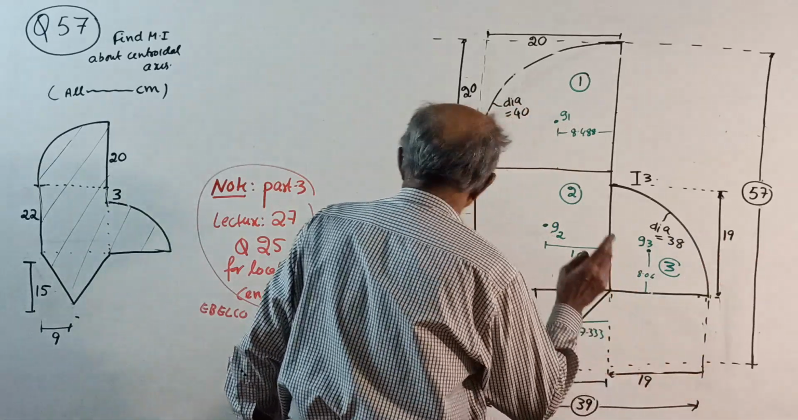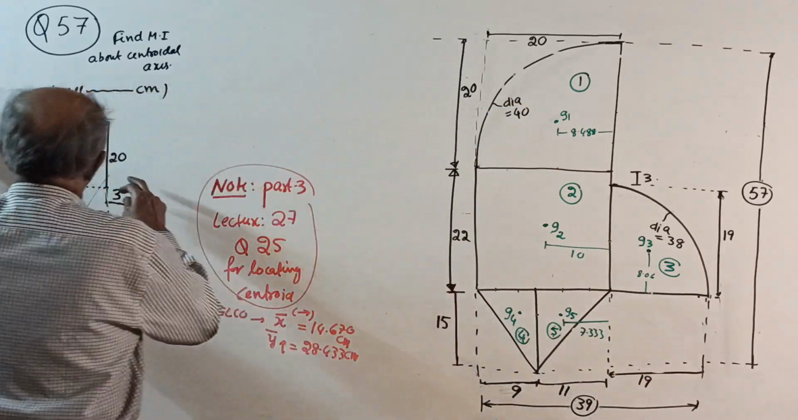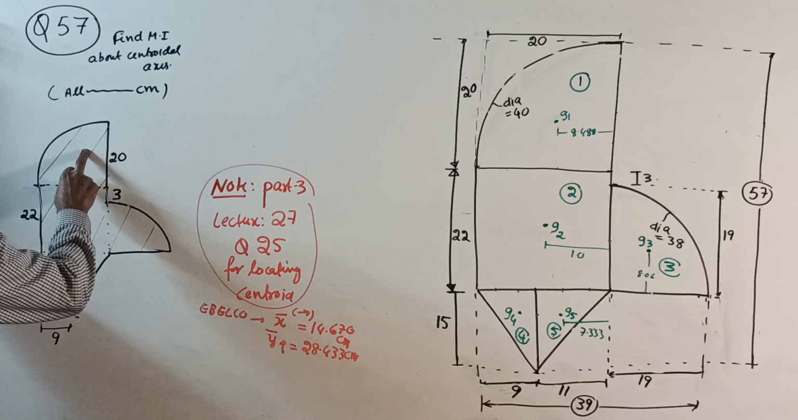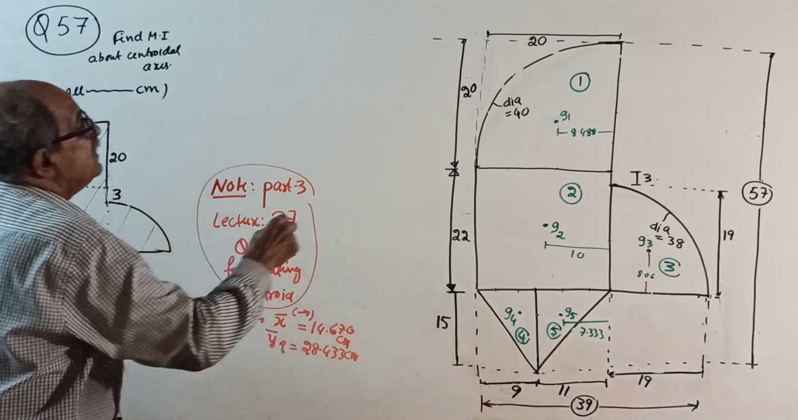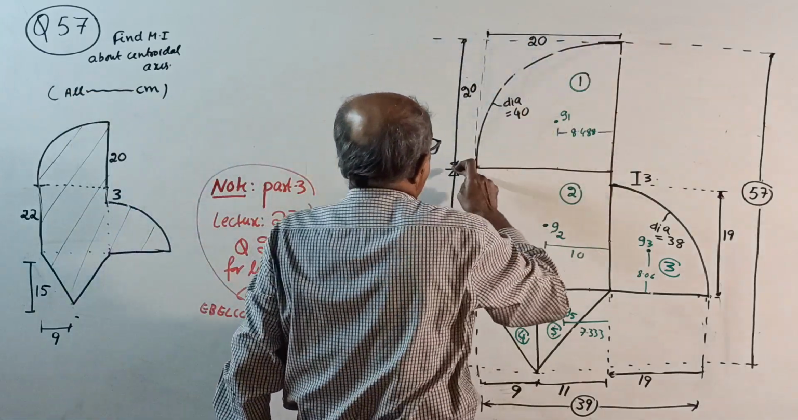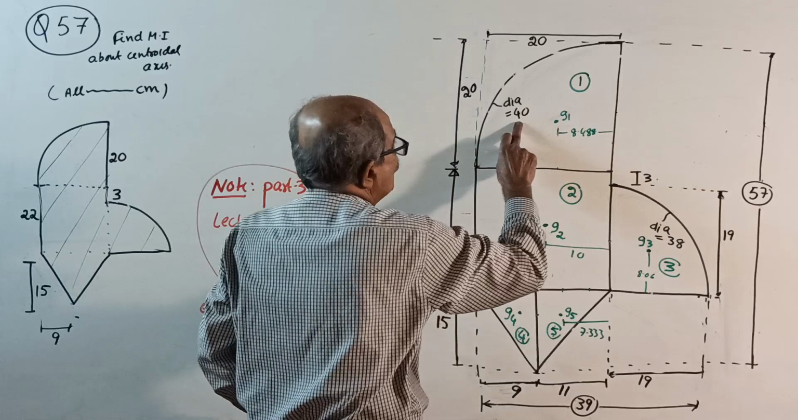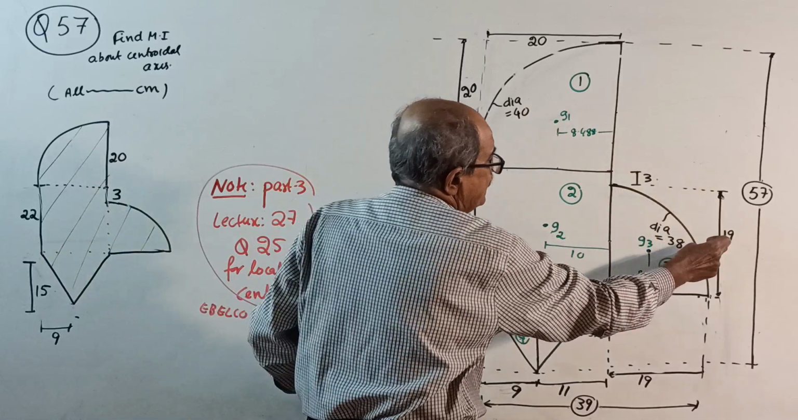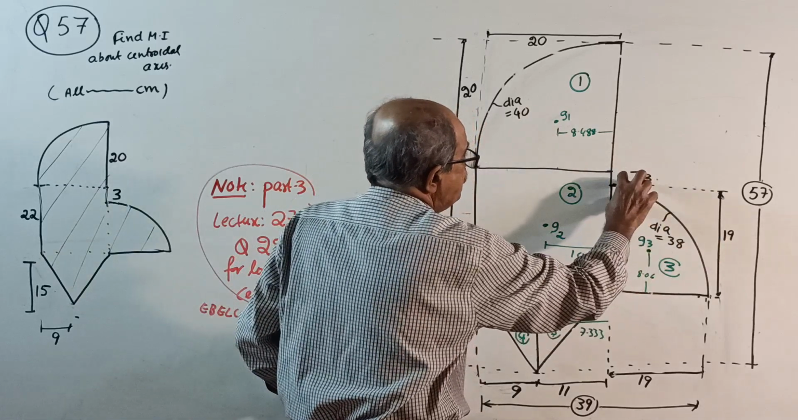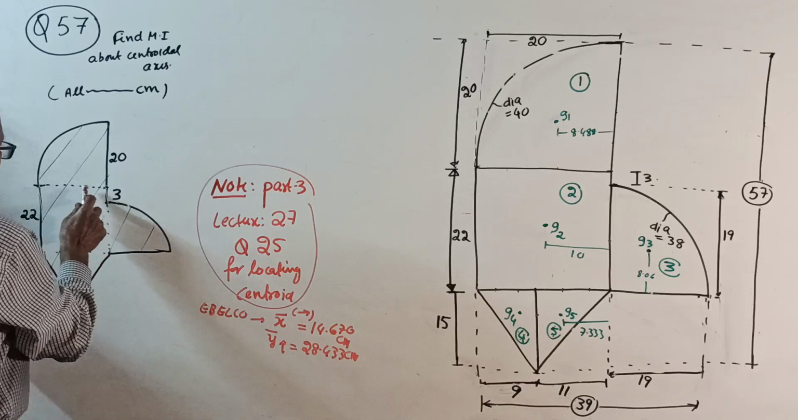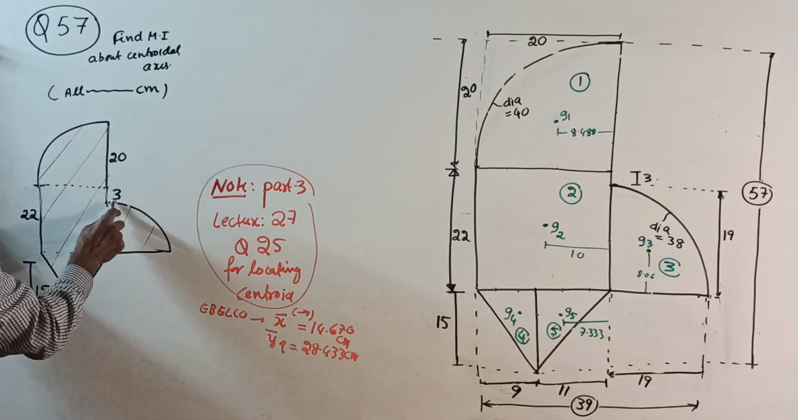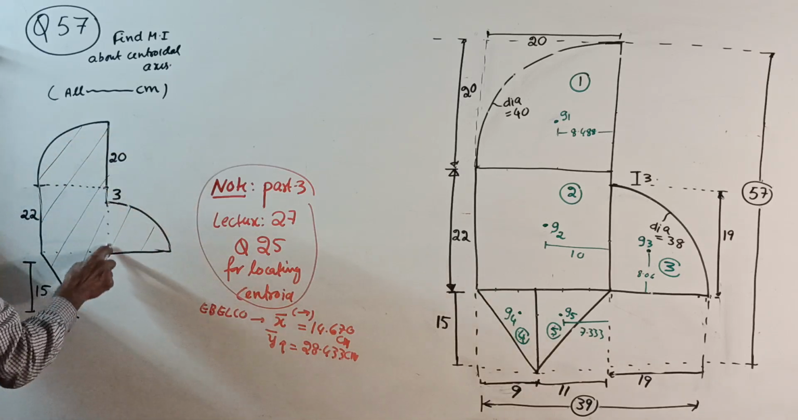This is also 19. Then, this is quadrant of, see, this is 20, this is also 20. So this diameter is 40. This diameter is 38, 19 2 times. The gap is 3. And one rectangle will come here. When you divide into parts here, one quadrant, another quadrant, one rectangle.